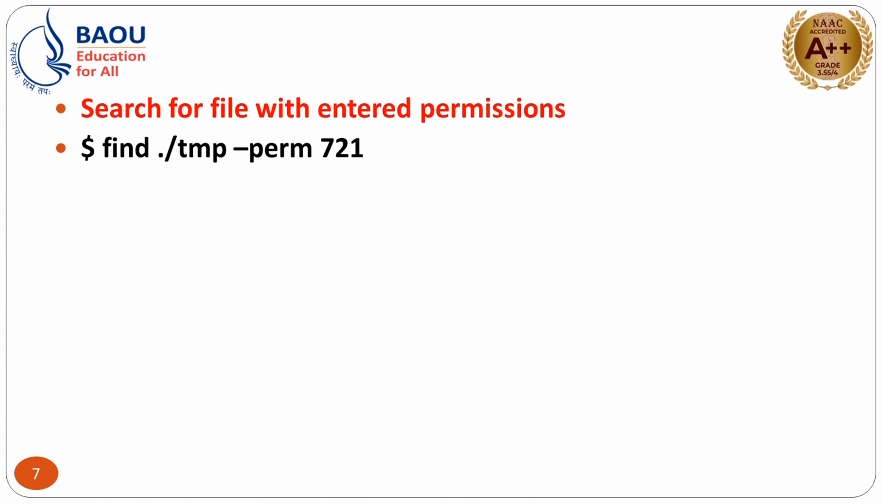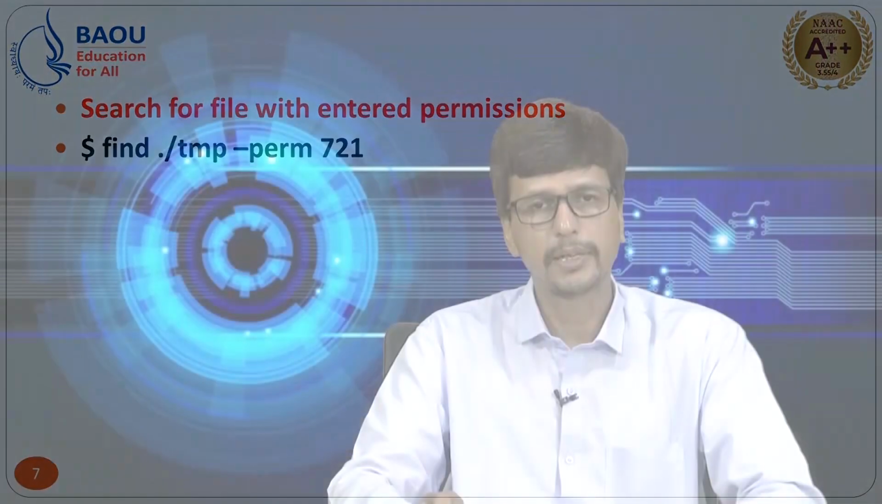So the first 7 is 111, so the user has all 3 permissions R, W and X. The second, 2, has binary equivalent 010, meaning read permission is not assigned, write permission is assigned, and execute permission is not assigned to the group. The third one, 1, is 001 in binary, meaning read is not assigned, write is not assigned, and execute permission is assigned, but to which users? To the others, right? So if you want to search according to the permissions that you are giving, you have to provide the perm option. Now we will see this practically.